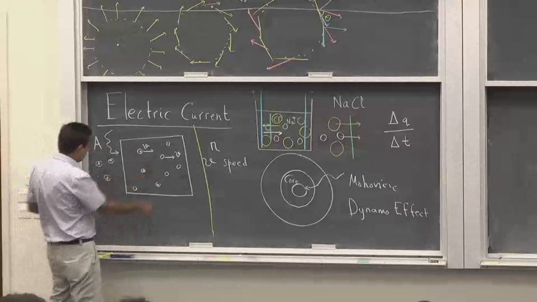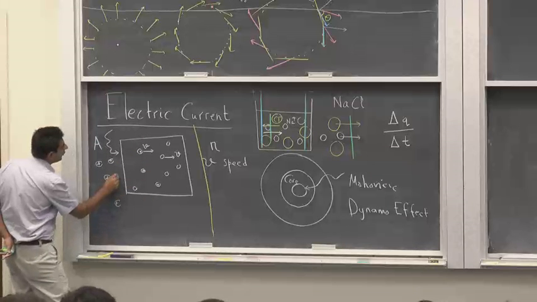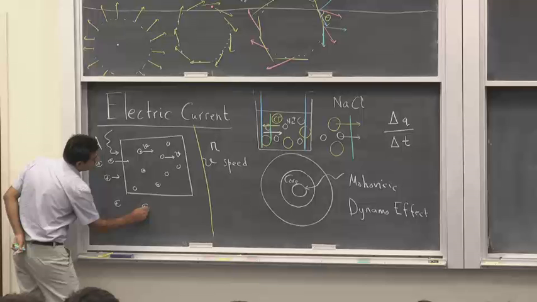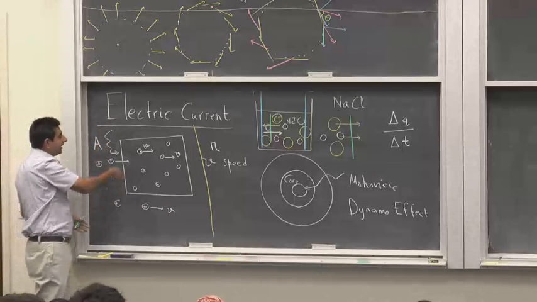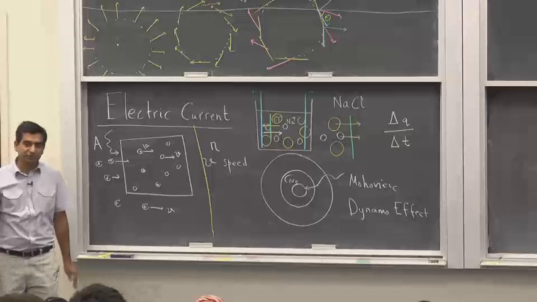So this is just some hypothetical volume. There are charges everywhere and all of them are moving with some speed v. Now I just take a cross-sectional area A and I would like to find out the current that's going through this area.